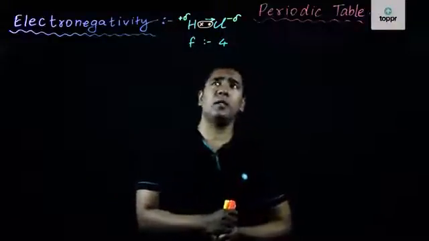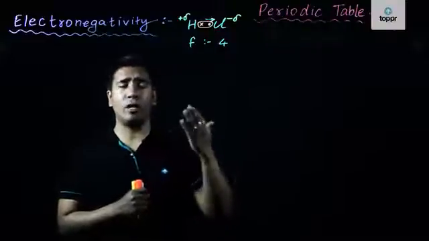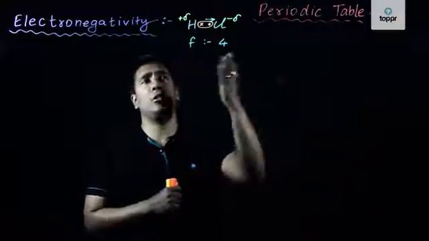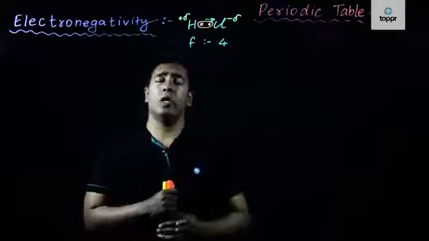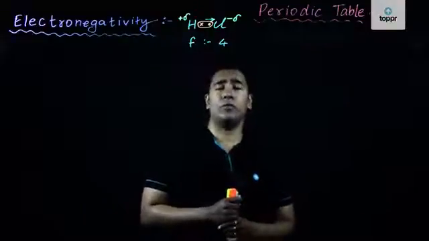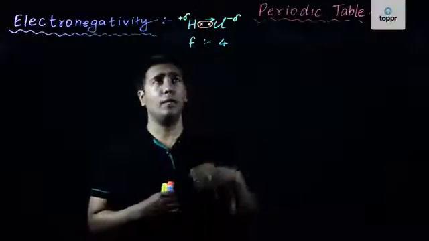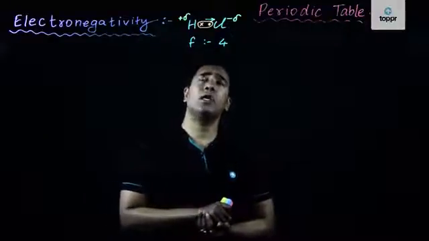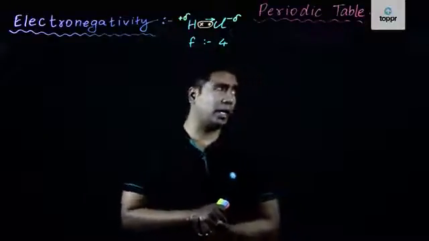And after he had given it the value of 4, he gave the electronegativity of the other elements in the periodic table in comparison to that of fluorine. So the other electronegativities of the periodic table can also be given with respect to fluorine. The trends in electronegativity is something that we are going to study right now.